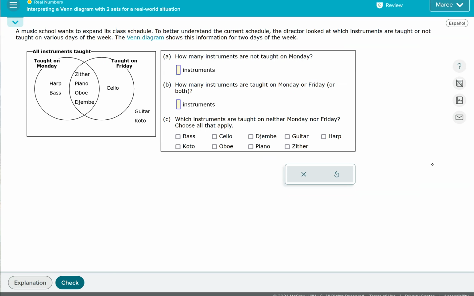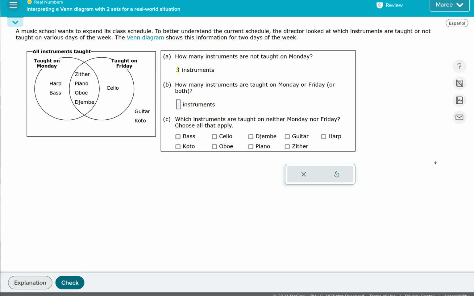How many instruments are not taught on Monday? So we don't want Monday. So if you want to focus on all of these are Monday, we don't want those. So we have 3 that are outside of that circle.